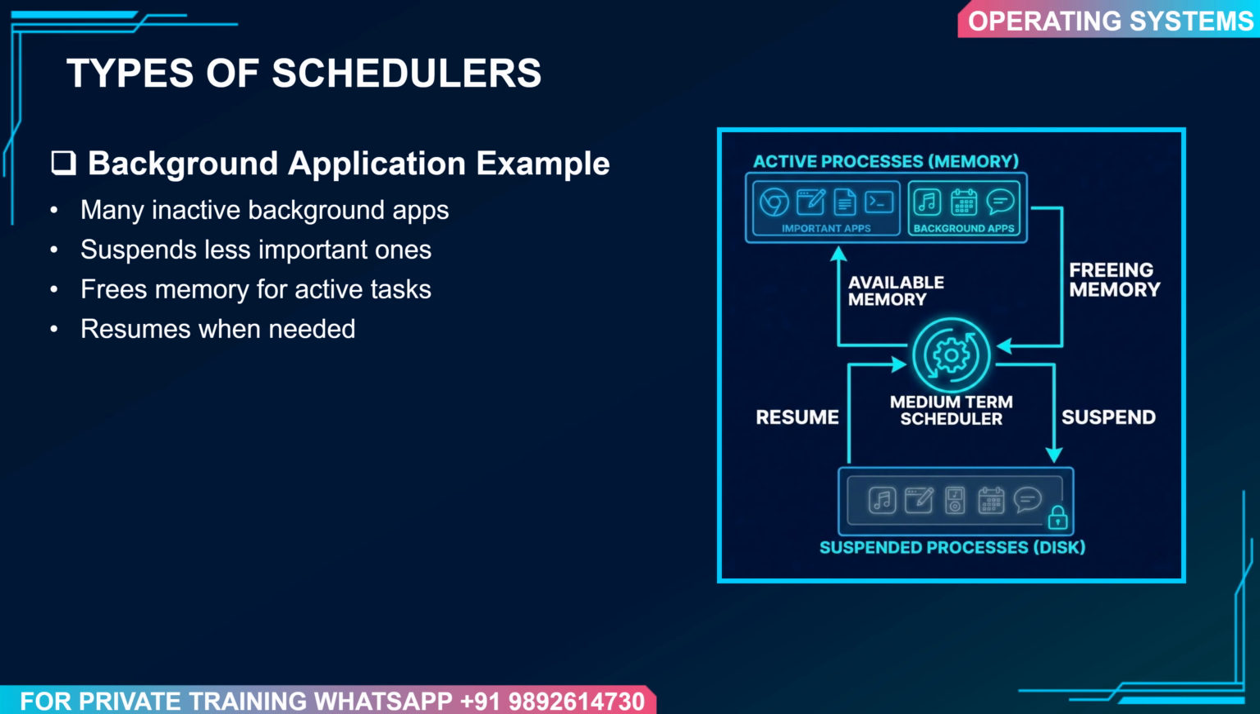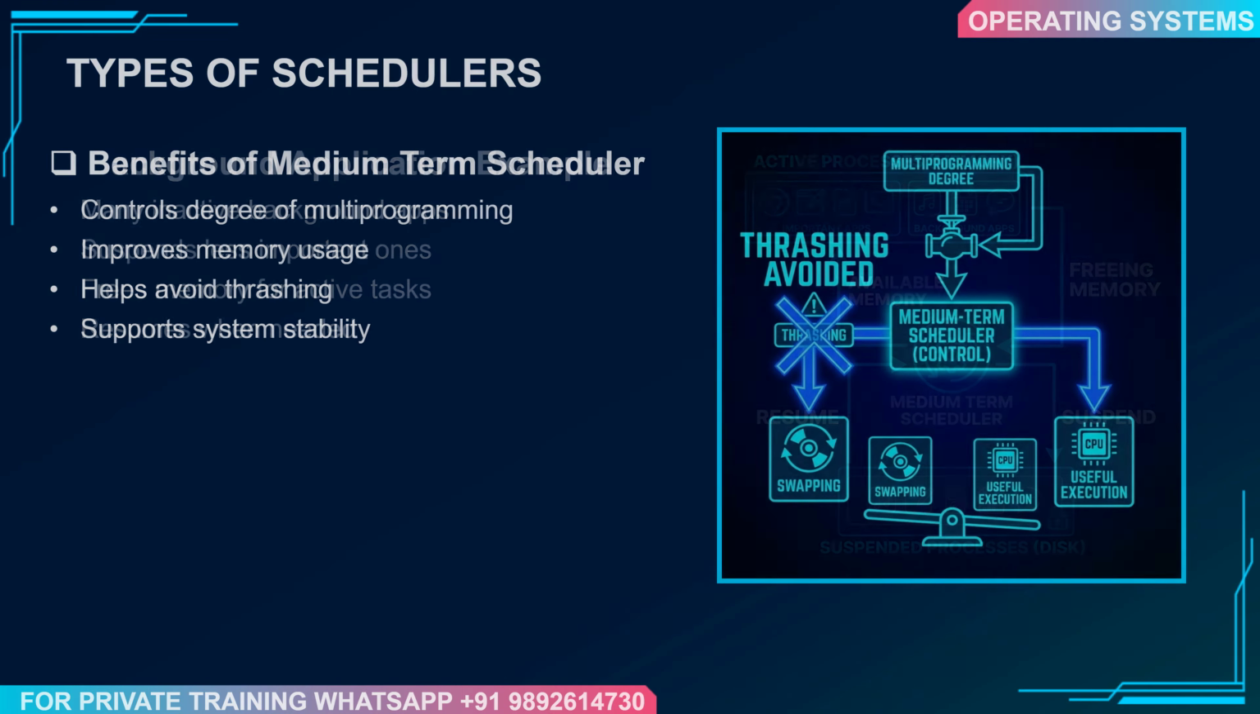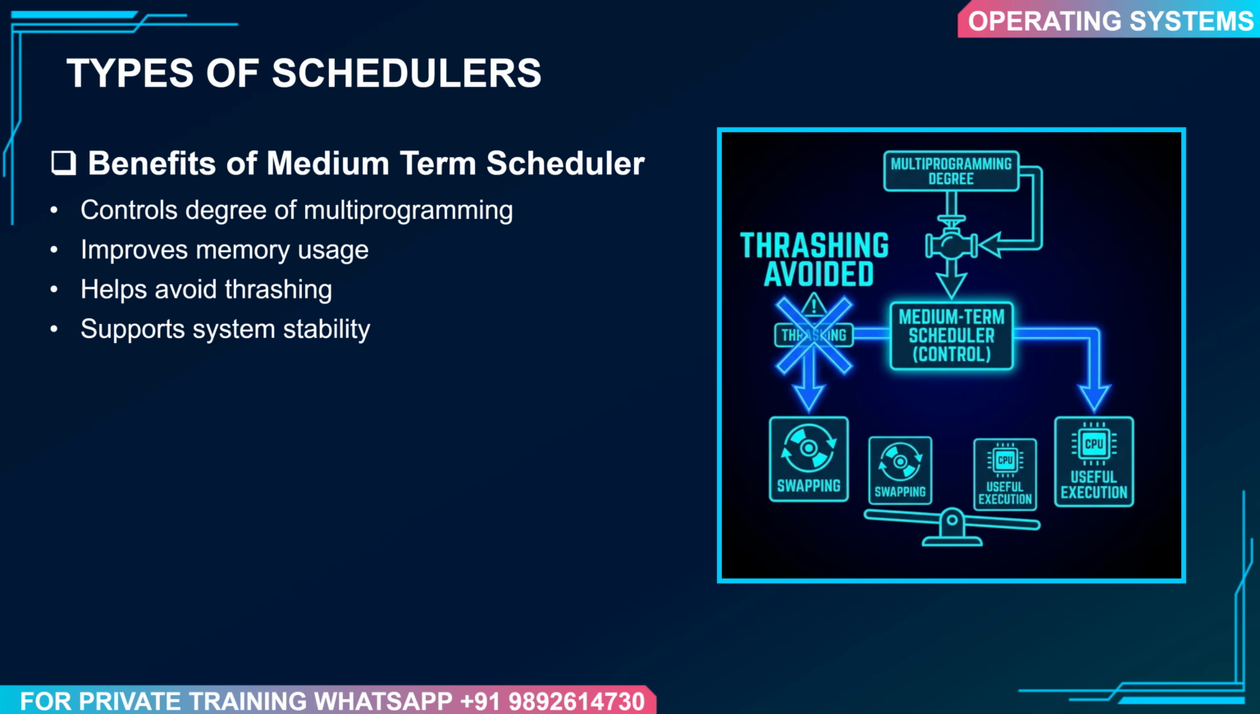A simple example would be a system running many background applications. Some of these applications may not be needed immediately. The medium term scheduler can suspend them, freeing memory for more important or active processes. When you switch back to one of those background applications, it is resumed, often without you even noticing what happened behind the scenes. The medium term scheduler helps improve the degree of multiprogramming in a controlled way. It also plays a role in avoiding a situation where the system spends more time swapping than executing useful work, which relates to the concept of thrashing that we will explore later in memory management.